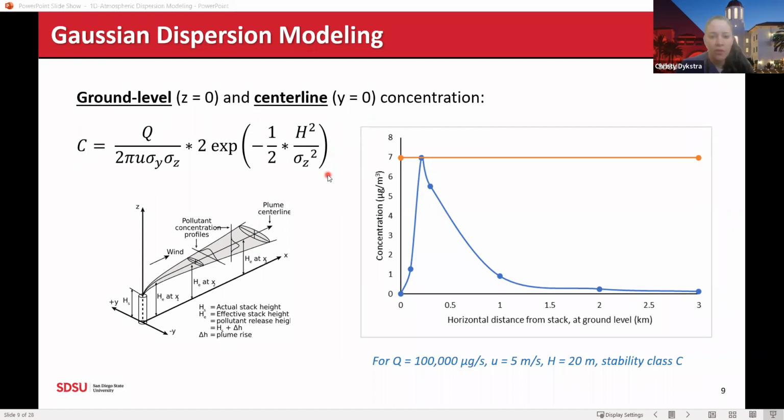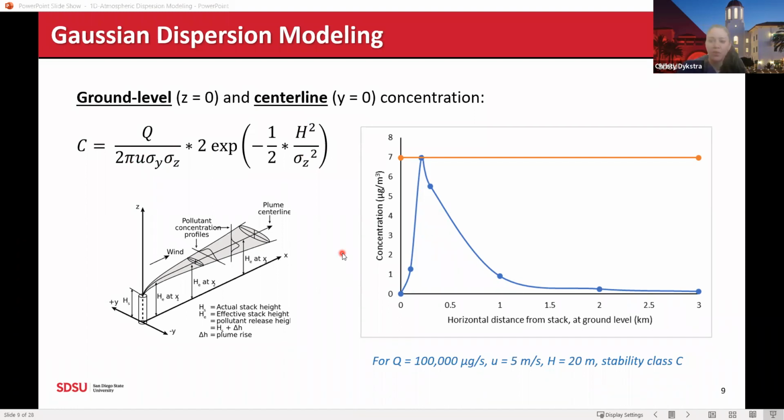And now you can see that we really don't have any Z or Y values here. We only have the dispersion coefficients, our wind velocity at stack height, and then our effective stack height right here.